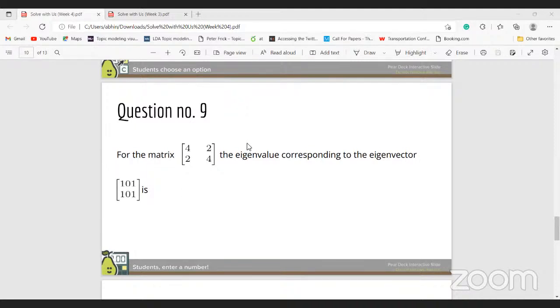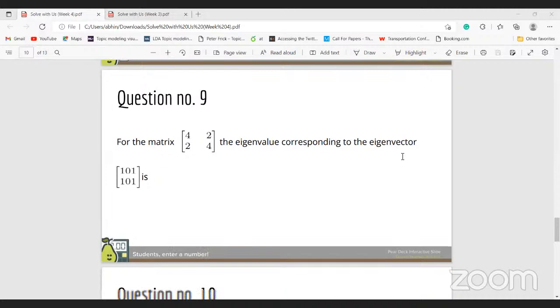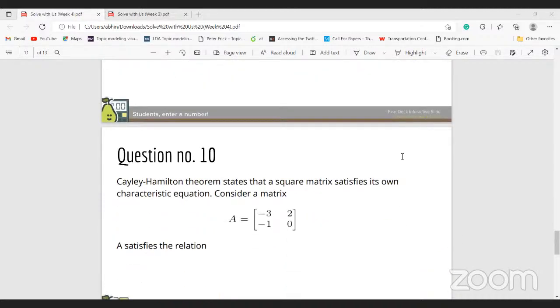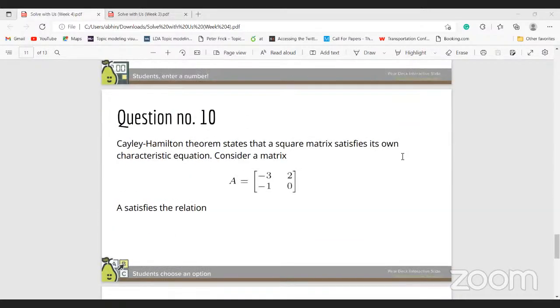Okay, so what is the approach that you people are using for this particular question? Ax equals lambda x. Correct. Then you have to find lambda. That's it. So lambda will be 6 from the answer that you are giving. Okay. Next question number 10.